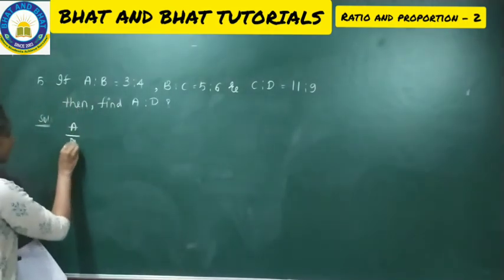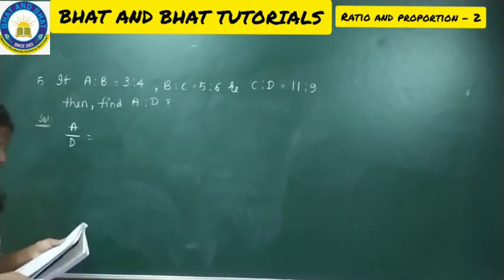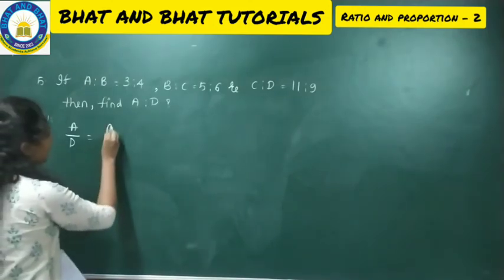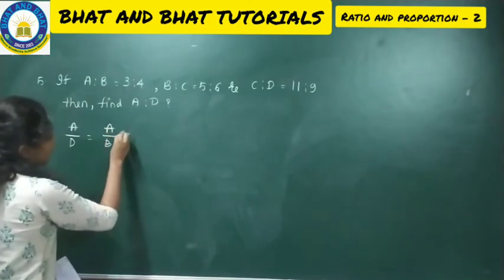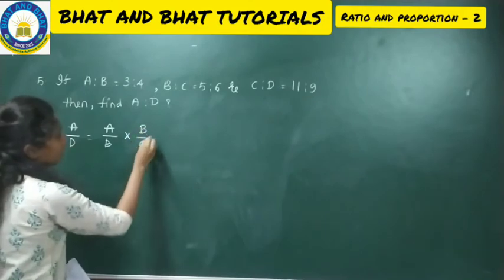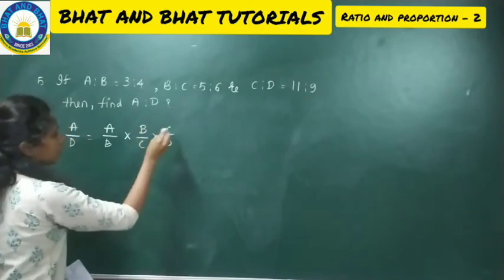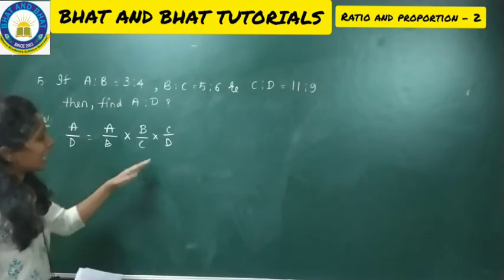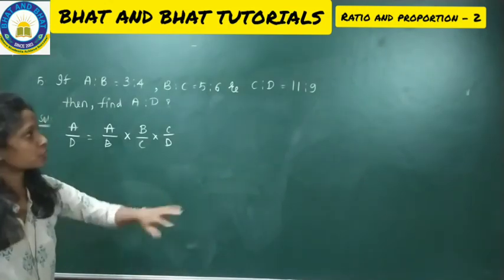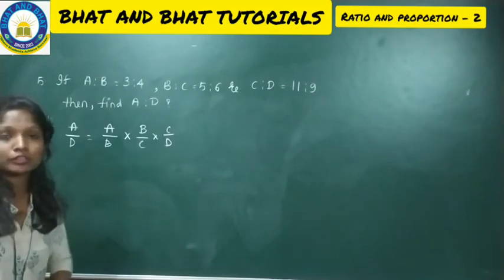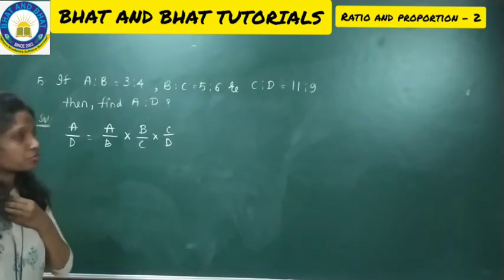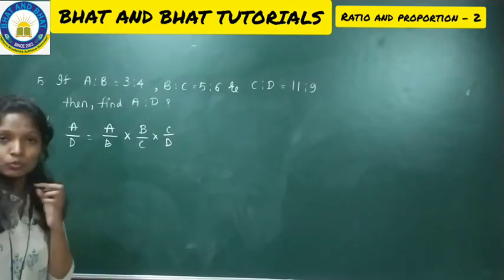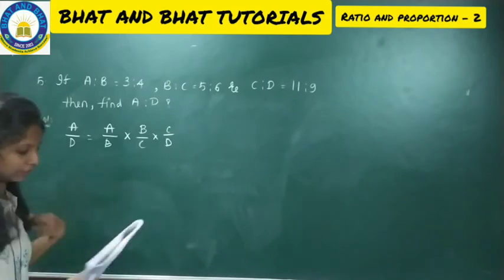A by D is equal to, we have to find this. So A by B into B by C into C by D will give you A by D. Okay. So why are we taking only the fraction? Because a ratio can be written in the format of a fraction too. So that's the reason I'm using the fractional format here.